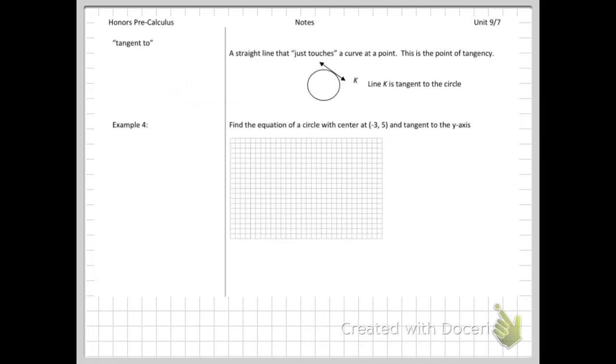Tangent to: a straight line that just touches a curve at a point. This point is called the point of tangency. That line K is tangent to the circle because theoretically, if I could draw it, it touches at exactly 1 point. Right there is where the line touches the circle, at 1 point. If you put a basketball on a desk, it's touching the desk at 1 point. So understanding that, let's do example number 4. Find the equation of the circle with a center at negative 3, 5 and tangent to the y-axis. Let's draw this.